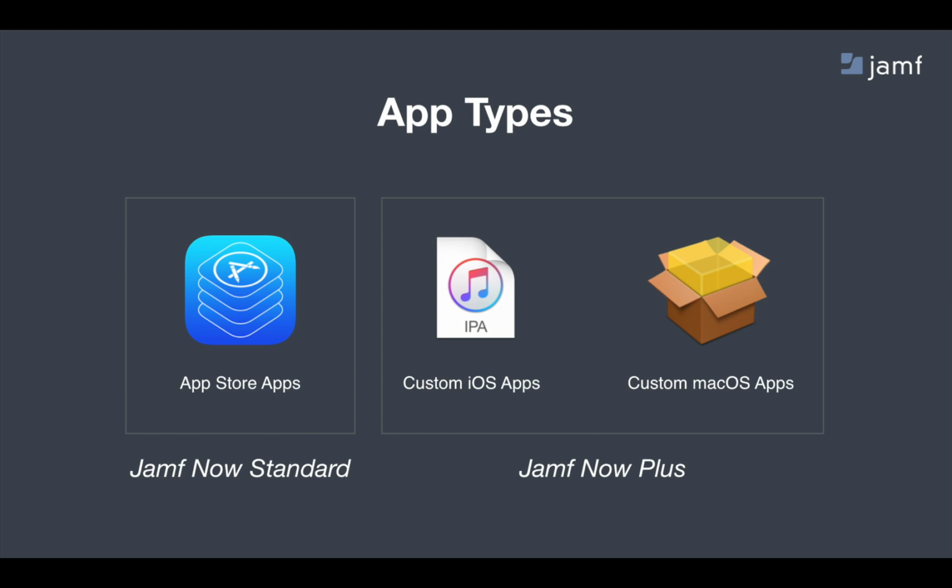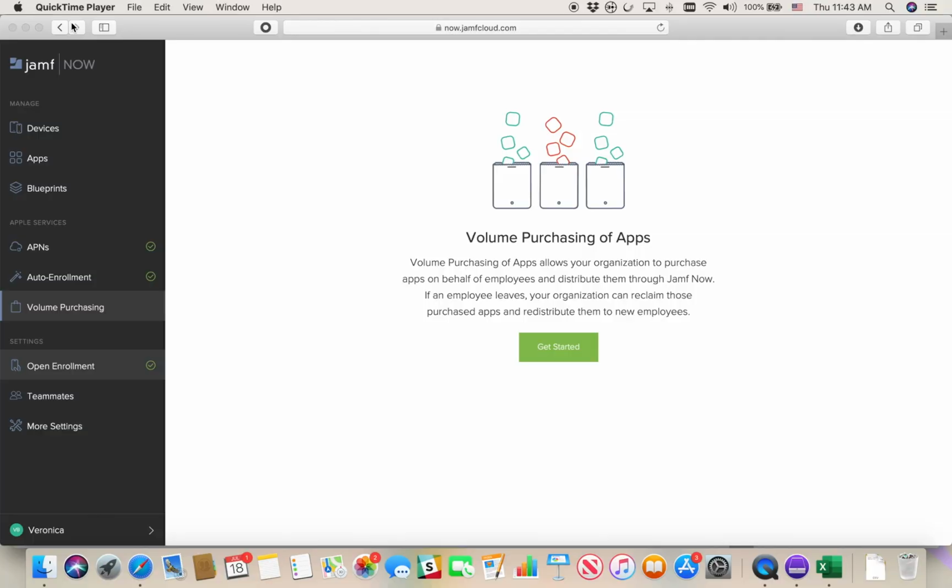There are 3 different types of apps you can deploy with Jamf Now. App Store apps, including any B2B apps made available in Apple Business Manager, in-house iOS apps, and .pkg files for your Macs. Custom apps are available for deployment in Jamf Now Plus. Let's start with App Store apps.